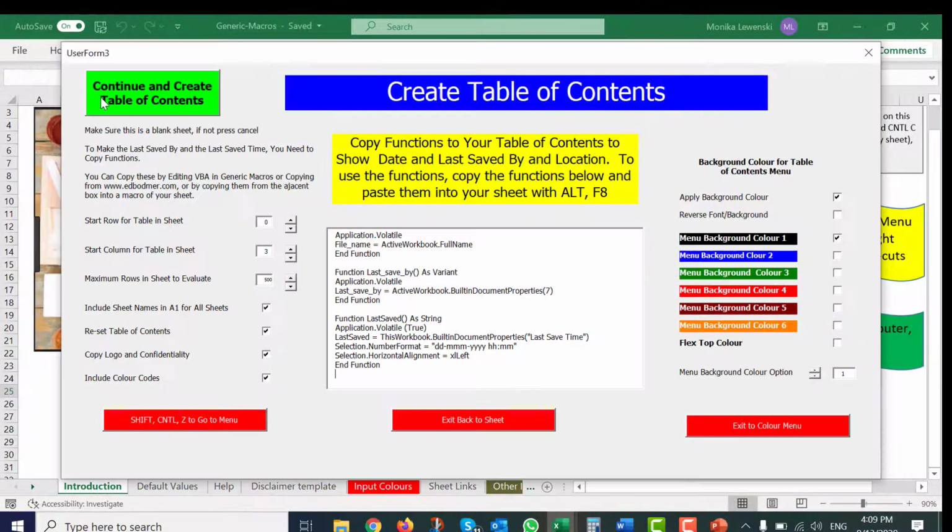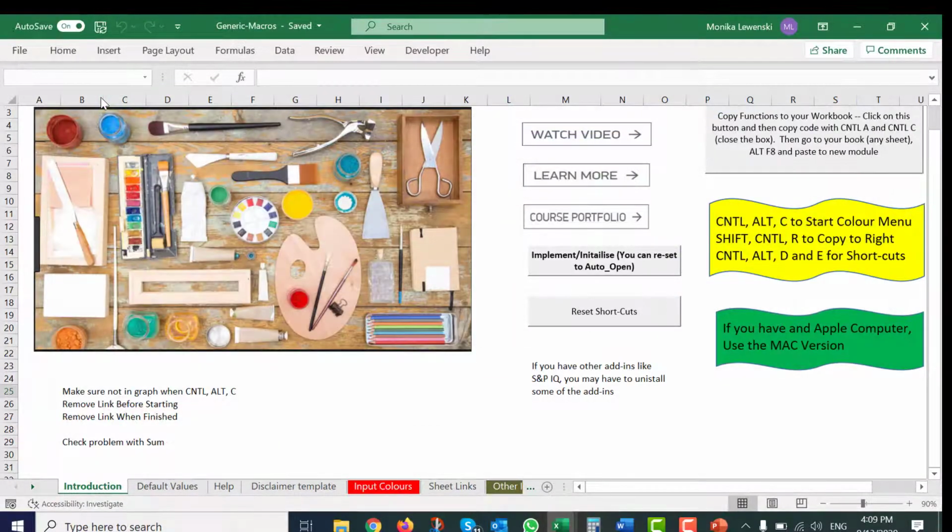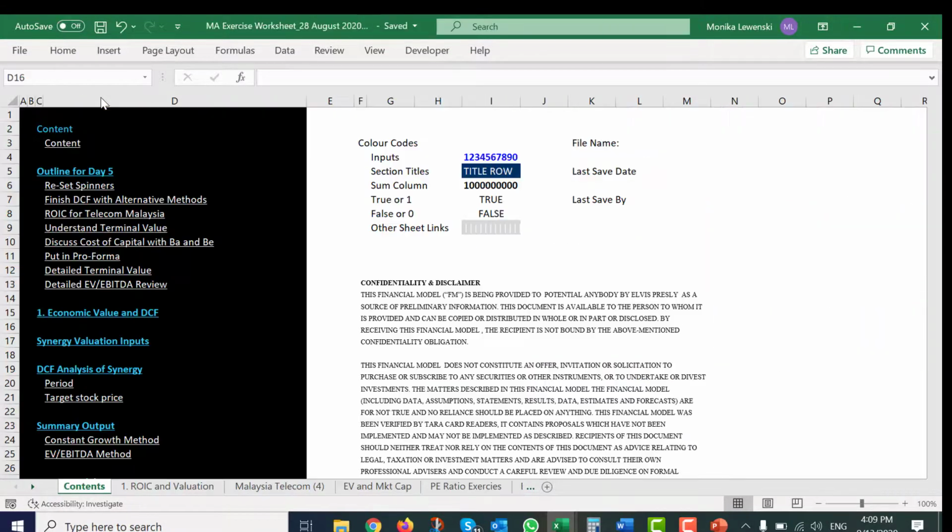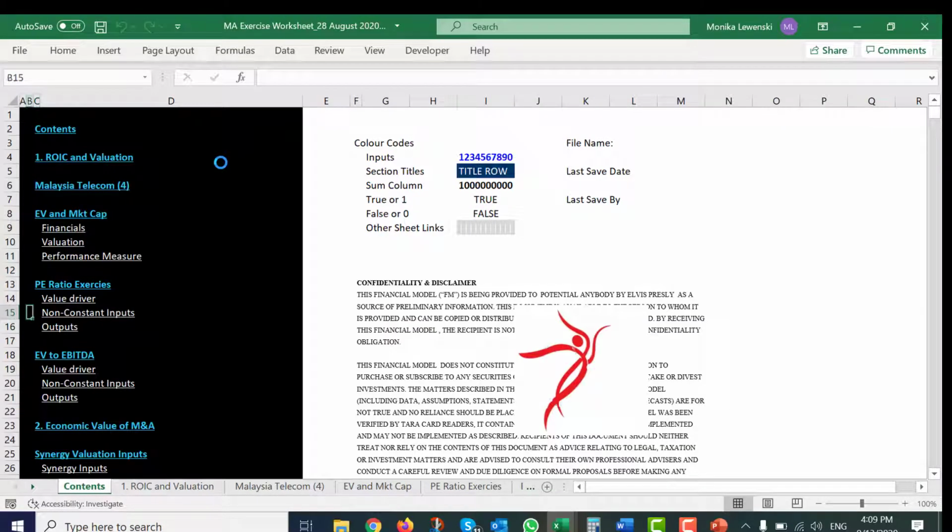And if I run this table of contents, I put some of these silly section headings, really. So we're going to first look at the ROIC and understand what the ROIC is. And I'll use Malaysia Telecom to do that.